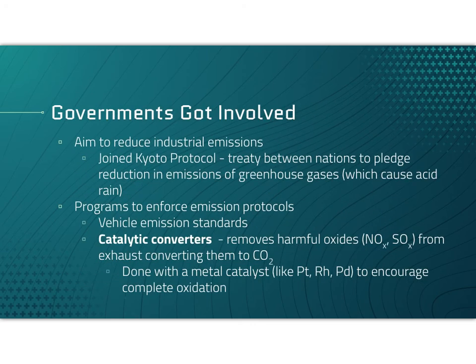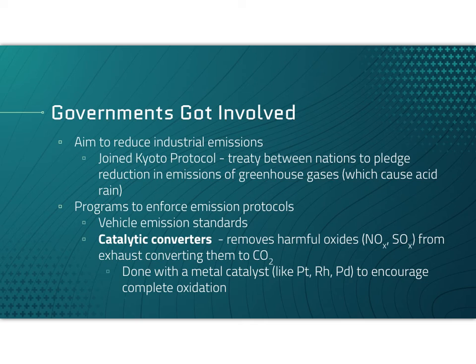So our governments got involved. They aim to reduce the industrial emissions put into our atmosphere, and by doing that, they'll reduce the amount of acid rain that would fall. Our government joined the Kyoto Protocol and the Paris Accord. These are treaties between nations to reduce emissions of greenhouse gases. They've also enforced protocols within their countries.